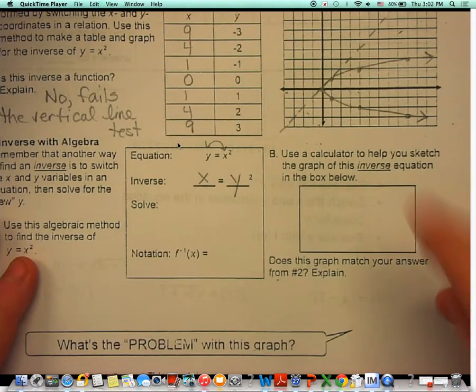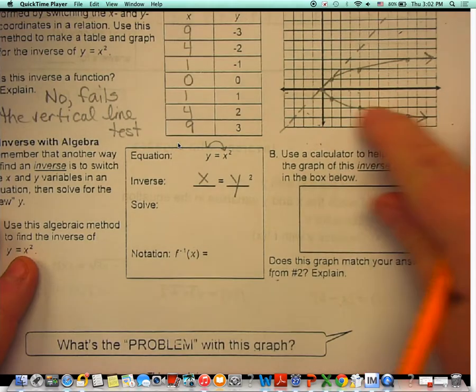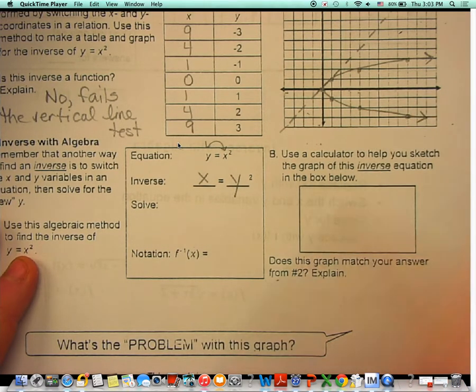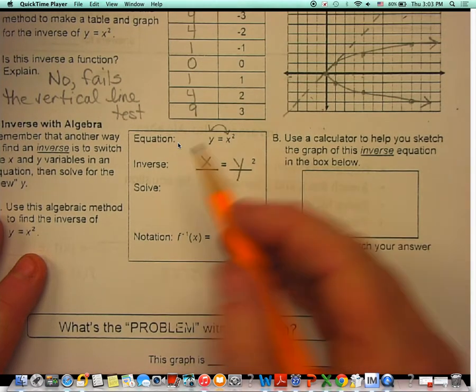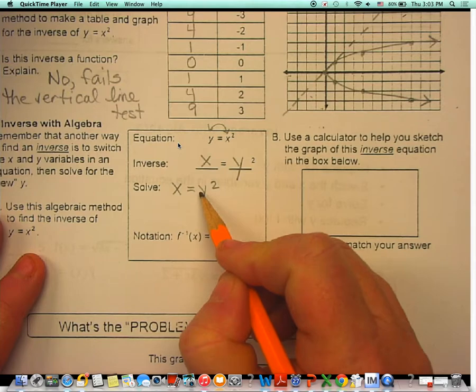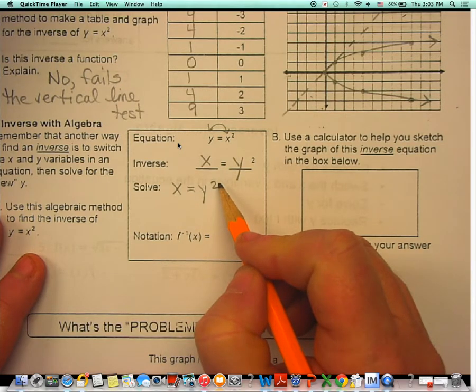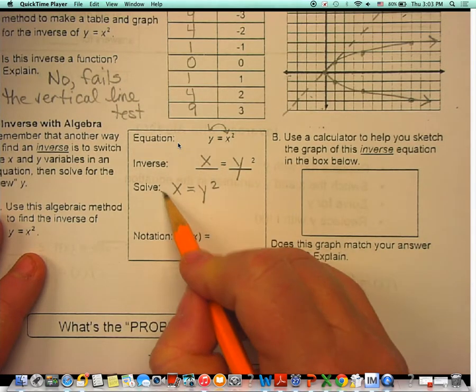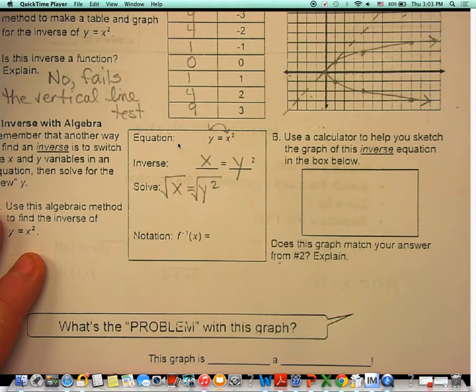X equals Y squared. That's actually the equation of this quadratic right here. Or, this is not a quadratic. Okay, and then we're going to solve for Y. So I'm going to rewrite this again. X equals Y squared. I want to get Y by itself, so I want to get rid of the square. How do you get rid of a square? Square root it. Or square root both sides.